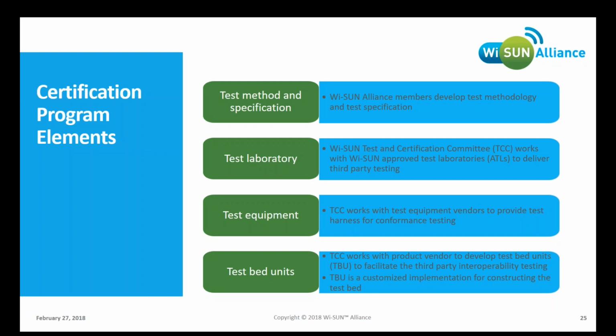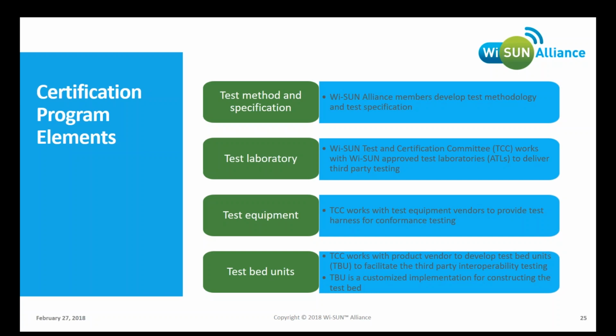So there are four: the test method and specification, test laboratory, test equipment, and test bed units. The test method and test specifications are based on what Phil mentioned just now, based on the technical profile. The technical profile is developed by a group of people in the profile working group, the FAN profile working group. The outcome of that FAN profile working group is a specification called technical specification or profile technical specification. And the test and certification committee of WiSUN Alliance will take that specification and develop test specification accordingly.